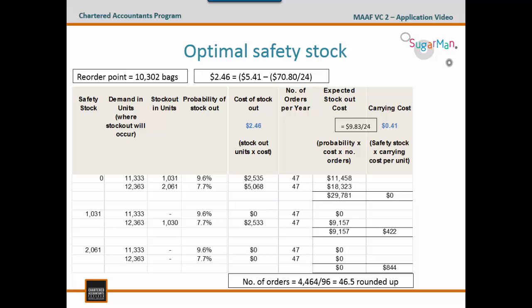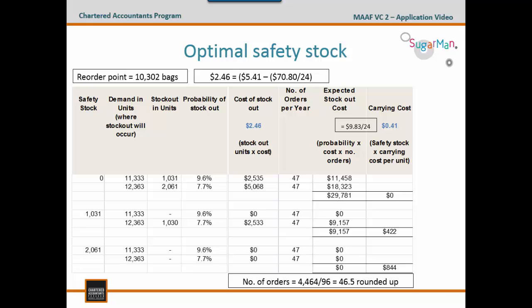Now we need to calculate the cost of holding safety stock. This was steps 4 to 6. Using the carrying cost calculated earlier in the EOQ question, which was $9.83 a carton, we can then calculate the total cost of carrying safety stock at the various levels. This is done by multiplying the number of units of safety stock held by the carrying cost. But first we need to adjust the carrying cost to be per bag by dividing the per carton rate by the 24 bags in a carton.